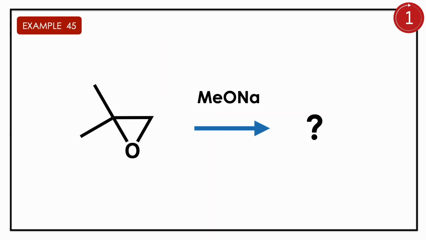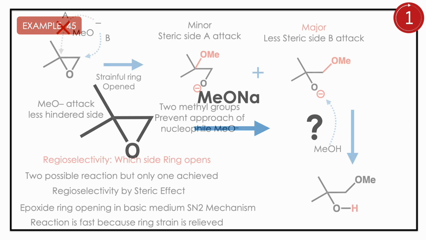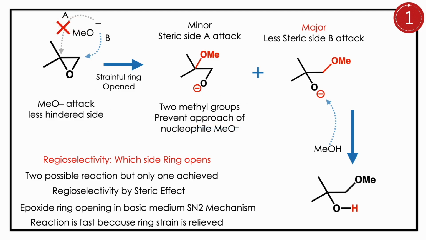Then the next example, you have an epoxide attached with 2 methyl groups. You are reacting with sodium methoxide. You should find what will be the final product. Here you are using methoxide. Epoxide is a strained ring, so the ring tries to open itself. So it is an SN2 mechanism. Methoxide can attack by the A or B pathway.